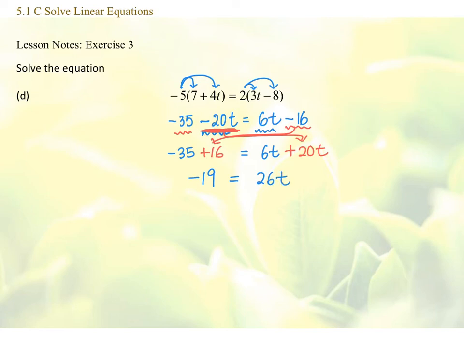26 units of t is negative 19. How do we get only 1 unit of t? We will take negative 19 divided by 26. Is this the final answer? Can it be simplified further? Yes, this is the final answer. It can't be simplified further. So we'll get the answer.